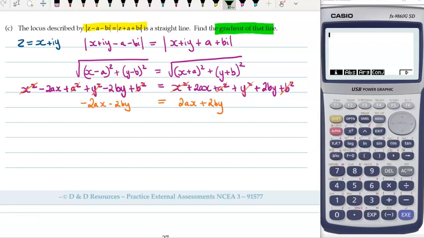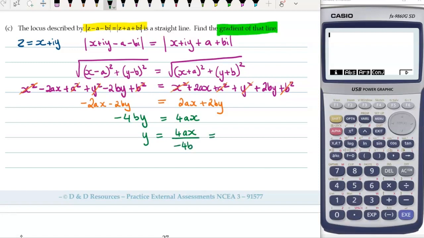Now we want to find the gradient of this equation. So let's rearrange this to try and make it y equals something, and we'll be able to pick out the gradient quite easily then. So let's bring the y's over to the left. We'll have minus 4by is equal to 4ax. So then y is equal to 4ax divided by minus 4b.